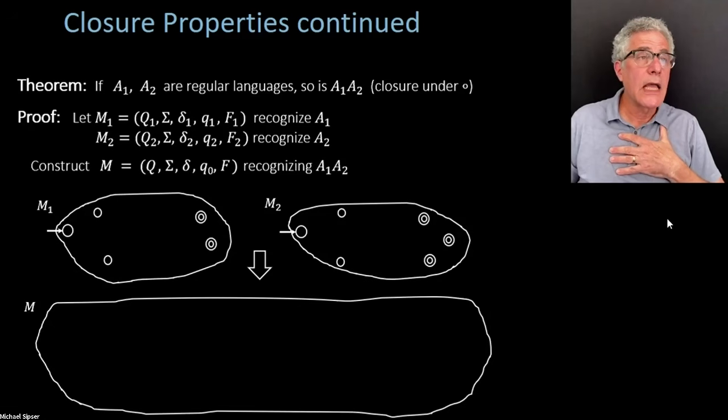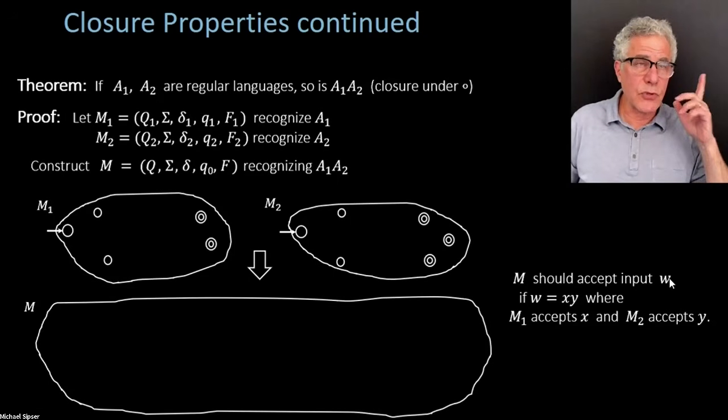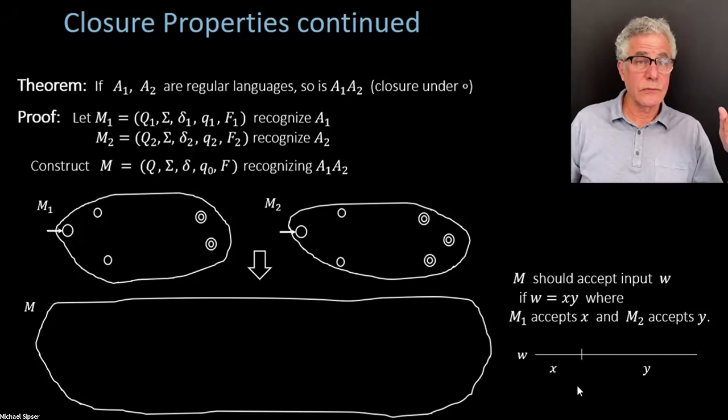So what I'm going to do is I'm going to make a copy of M. Okay, let's understand what M is supposed to do first. So M should accept its input. So think about this. M is doing the concatenation language. So it's given a string, and the answer is, is it in the concatenation language, A1, A2, or not? So it should accept it if there's some way to divide W into two pieces, where M1 accepts the first piece and M2 accepts the second piece. So here would be the picture.